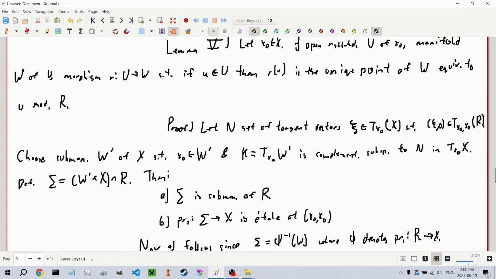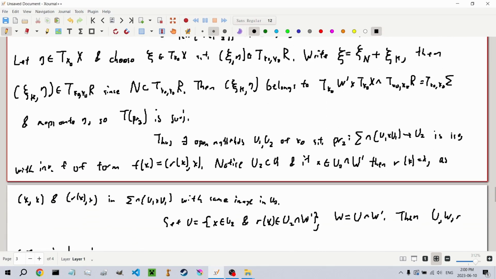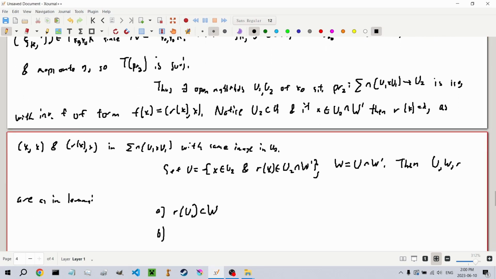If you recall the statement here, so our two conditions we need to meet from that. First off, r has to carry U inside W, and secondly, r of x is unique in W in being equivalent to x for x in U.